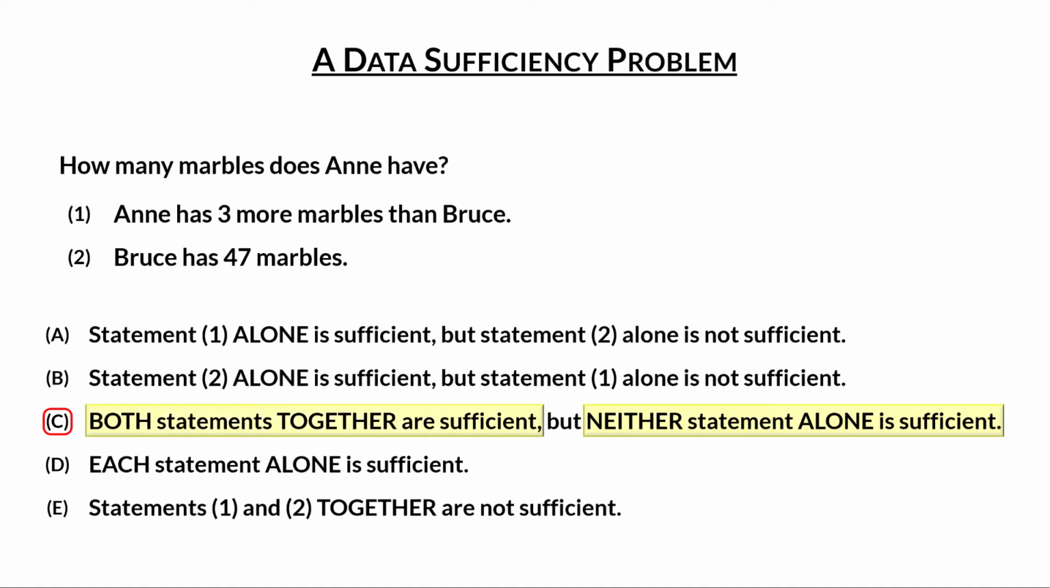Here's why. To determine how many marbles Anne has, it's not enough to know that she has 3 more than Bruce. And it's not enough to know that Bruce has 47 marbles. But if we combine these 2 pieces of information, we can see that Anne has 47 plus 3 equals 50 marbles. And that is sufficient to answer the question.